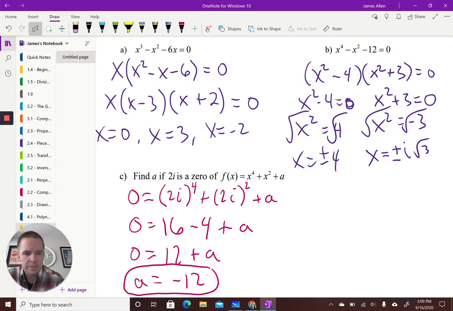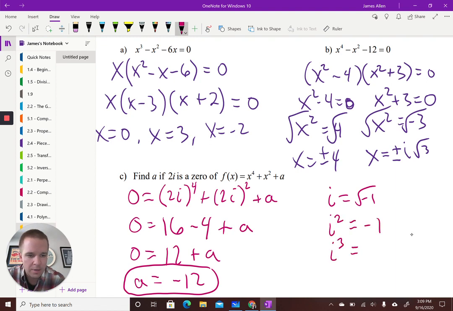A little side note here. Remember, i is equal to the square root of negative 1. i squared is equal to negative 1. i to the third is equal to negative i squared, and then i to the fourth is equal to positive 1. Okay? You could think of i cubed as negative i there as well.